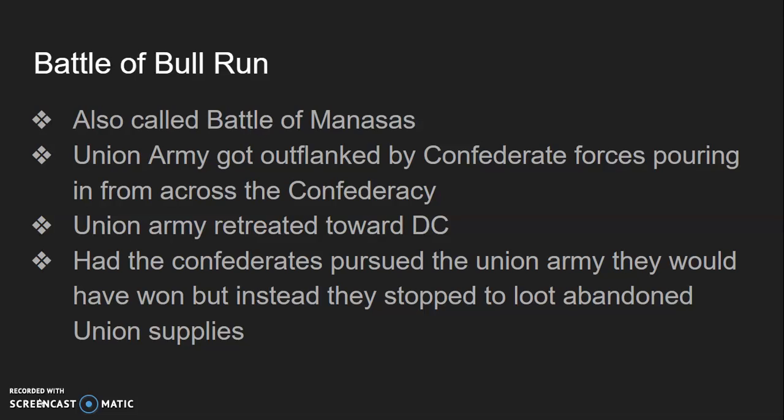It is actually remarked that if the Confederate Army had pursued the Union Army and chased them back to the national capital, they likely could have forced the end of the war that same week. The war would have ended with a Confederate victory. However, the Union lost the battle, because the Confederacy ultimately refused to press their advantage. Instead, Confederate soldiers spent the time looting abandoned Union supplies.